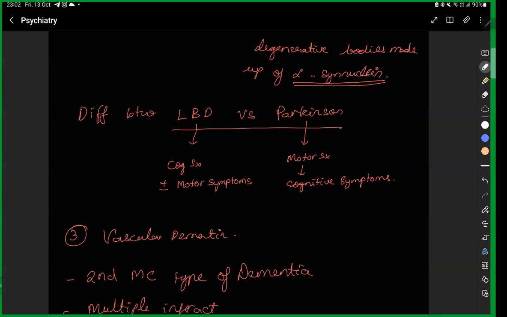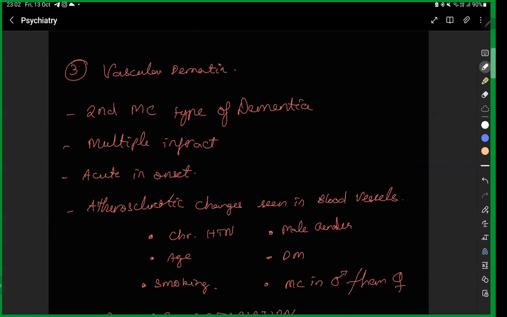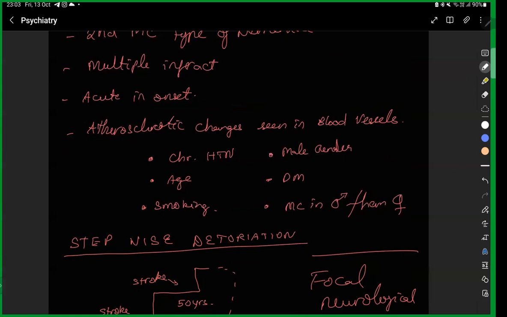The second most common type of dementia after your Alzheimer's disease is vascular dementia. Why is there vascular dementia? Due to multiple infarcts, acute in onset, there are atherosclerotic changes occurring in the blood vessels supplying your brain. That will be due to risk factors like increased aging, smoking, any chromosomal mutation, chronic hypertension, being male, and particularly diabetes mellitus. This occurs more commonly in males when compared to females.